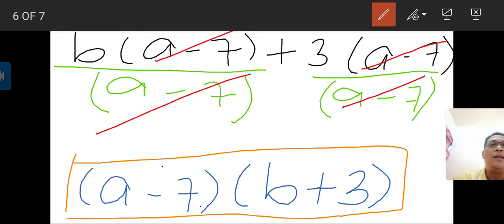So that will be the factor form of b to the quantity of a minus 7 minus 3 to the quantity of 7 minus a. Okay, so I hope this video will help you in understanding factoring of polynomials by GCF. Again, your GCF should not be only a monomial, but it can be a binomial or trinomial.